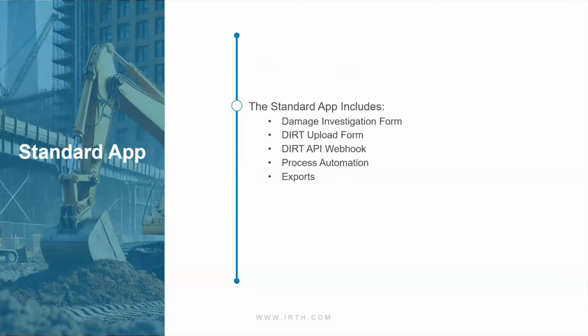Now, from a standard app standpoint, what you get with the standard app here is a damage investigation form, the Dirt upload form, the Dirt API webhook, the process automation, and the exports. Out of this, the most important thing is really that Dirt API webhook, right? What that is doing is acting as that translation service, so that's what's getting the data into the correct format. And then that Dirt upload form is doing the same thing, but if you export the data and import it into CGA's Dirt tool here.